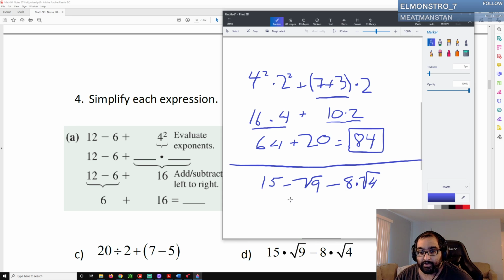Oops, that should be times, shouldn't it? Not minus. Oopsie. So let's do this last one here. 15 times the square root of 9, sorry, and minus 8 times the square root of 4. So let's take another minute here. Let's have you figure that out. Let's give it a go.